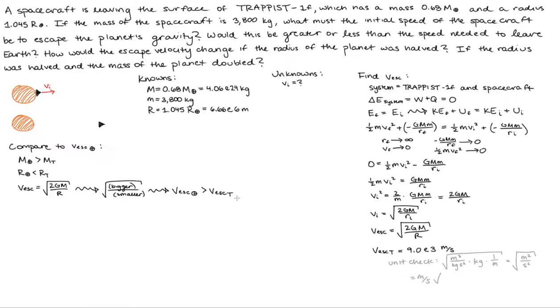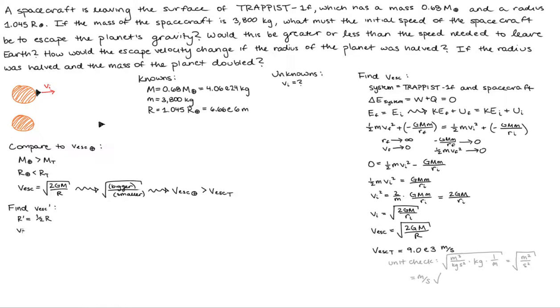If we Google the escape velocity of Earth, we find that it is approximately 11,000 meters per second. This both agrees with our prediction and confirms that our numerical value is of the correct order of magnitude. Now we will find how the escape velocity would change if the radius of TRAPPIST-1F were 1/2 its actual value. To do so, we will use ratios.